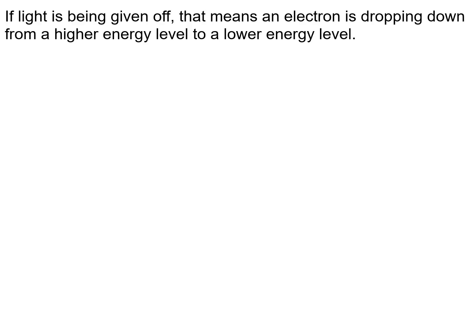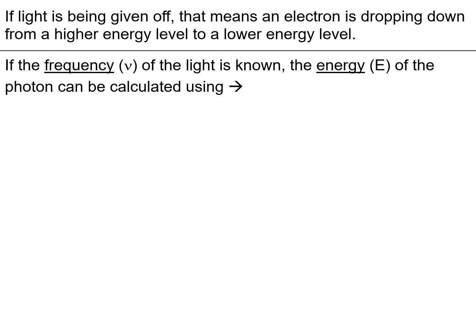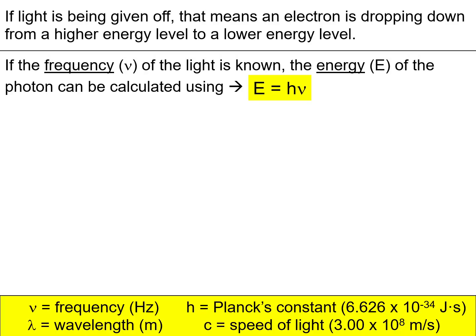All right, so like I said, if light is being given off, that means an electron is dropping from a higher energy level to a lower energy level. So if you know the frequency, there's one equation, but there's two different versions of it, depending on whether you have frequency or wavelength. If the frequency is known, then you can find the energy of that particular photon, or the energy of that light that's being given off, using this equation right here, which is energy is equal to a constant, called Planck's constant, times the frequency.